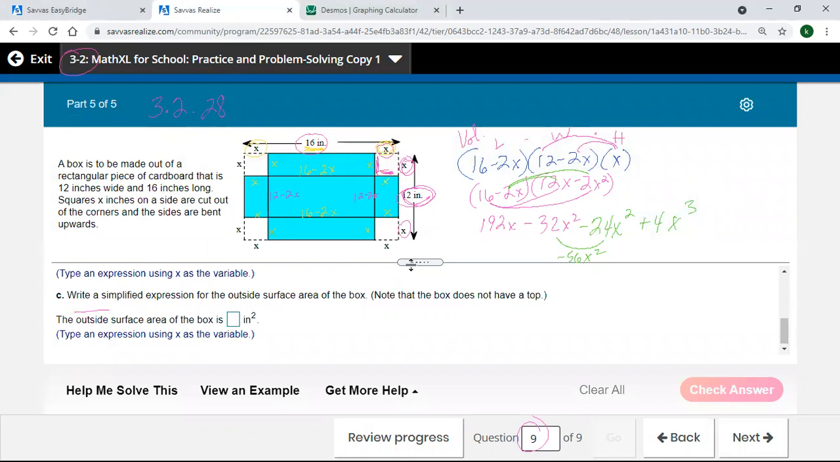Then the next one is the outside surface area of the box. So we got to do each of these little rectangles and add them up. So if I go up here to this top and I multiply these two, I've got 16x and then minus 2x squared. It's going to be the same for down here. If you can read that, that's kind of hard for me to read.